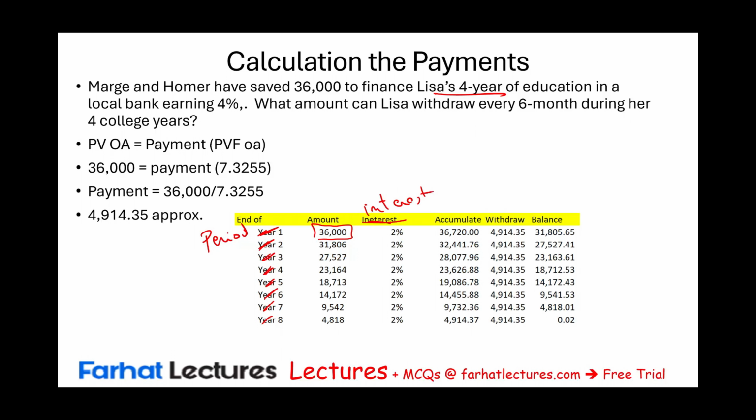Interest. So this money will grow at 2%. For the first 6 months, when Lisa walked into that bank 6 months later, the bank will have $36,720. Lisa withdraws $4,914, and the balance that stays at the bank is $31,805.65.